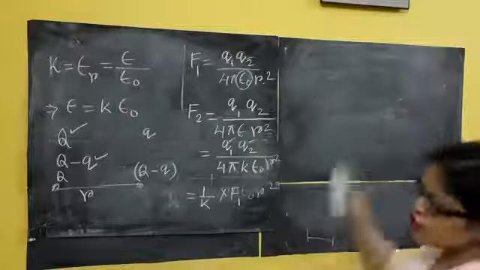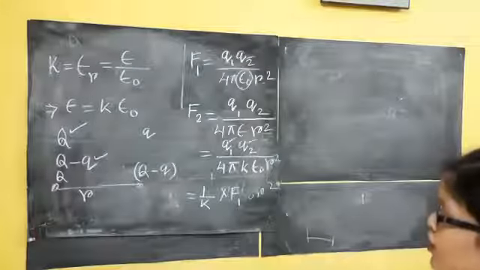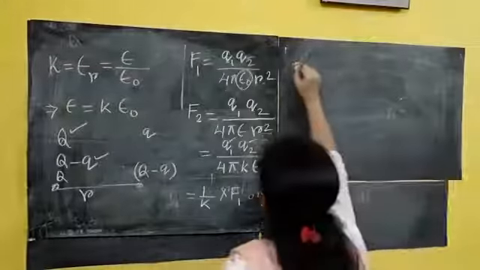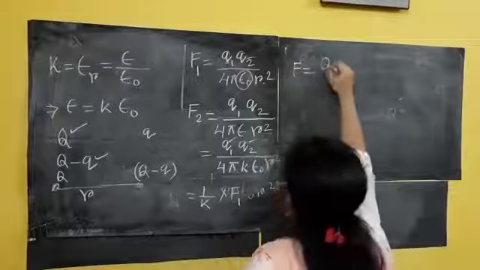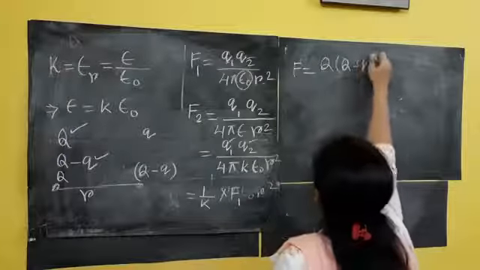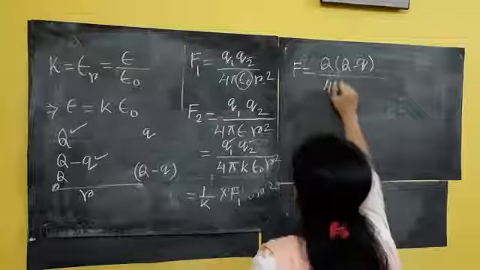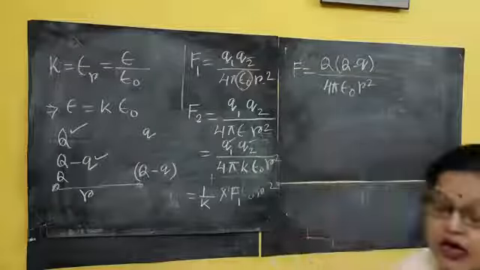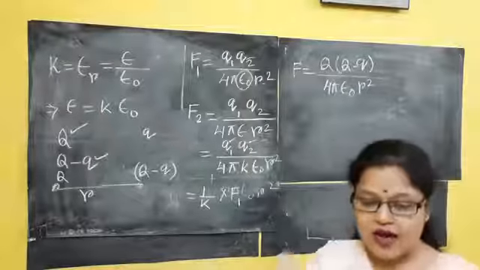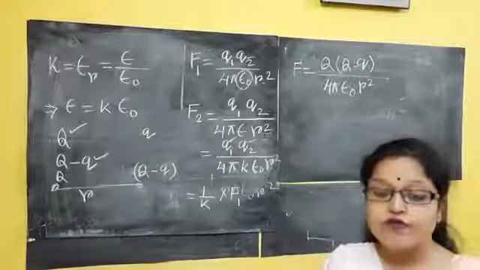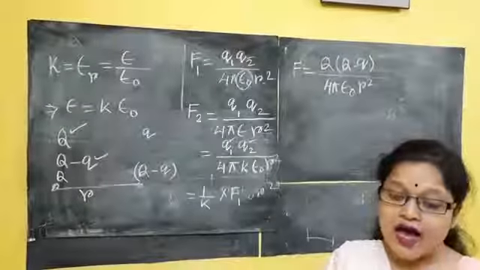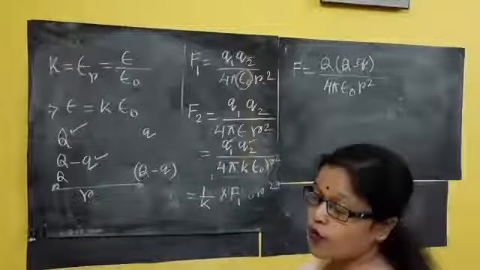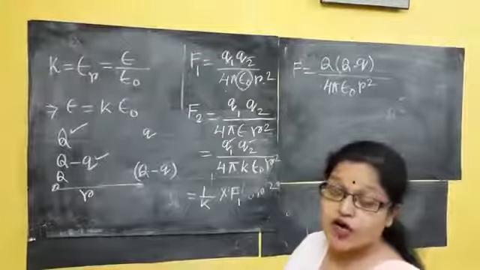If the distance between two charges is r, then the force is F equal to q minus small q by 4 pi epsilon 0 r square. Clear? Now you have done calculus: when I am doing a maximum-minimum question, I need to do the differentiation with respect to what? Q, because I am going for the value of charge, not the distance.